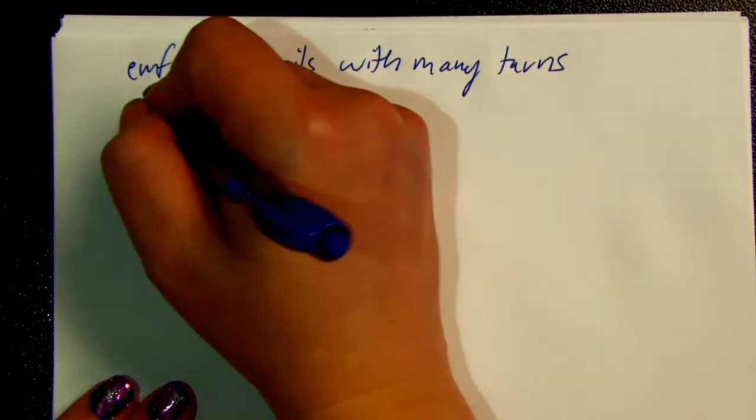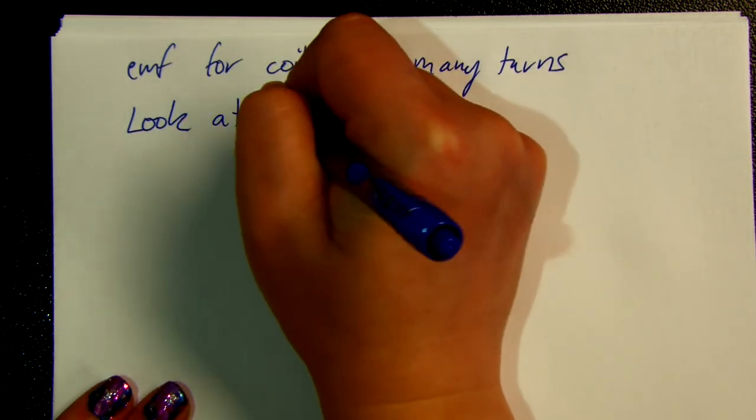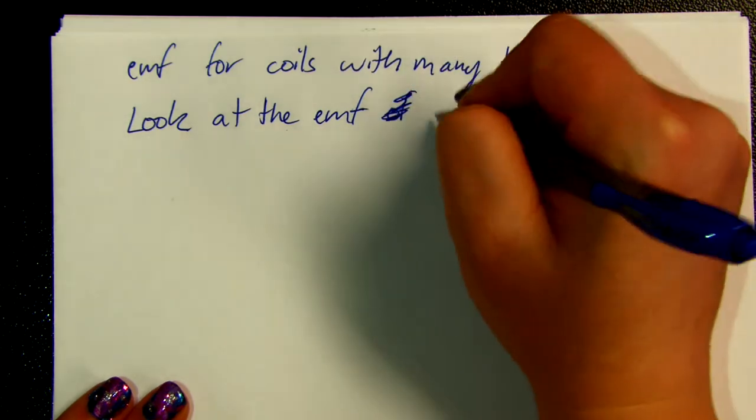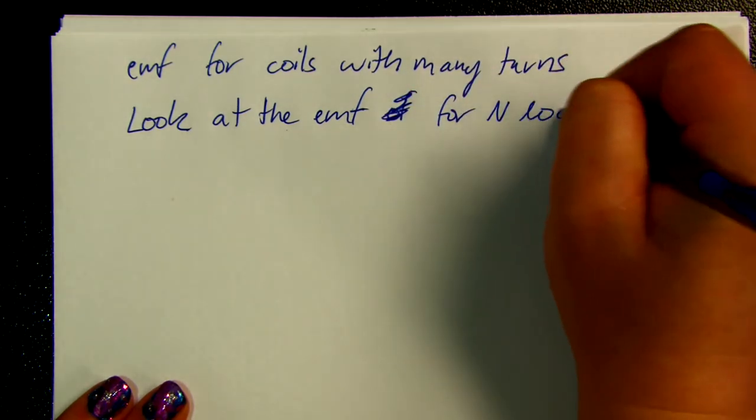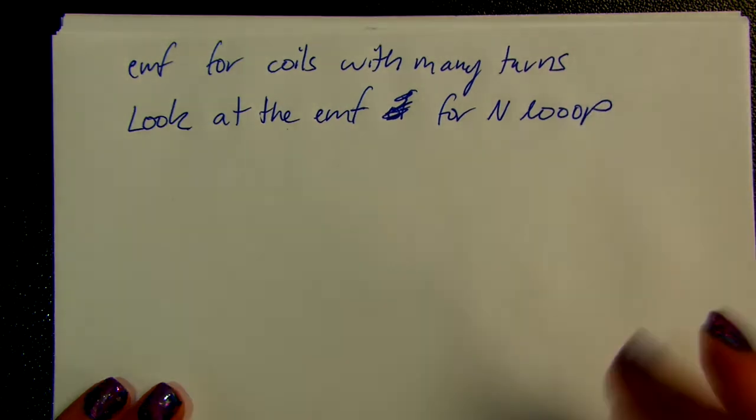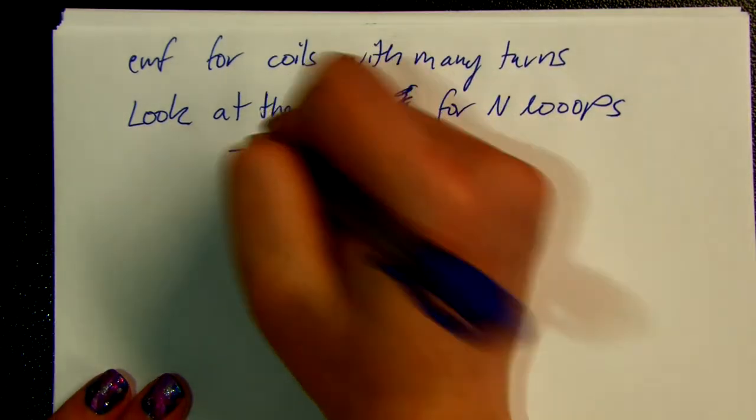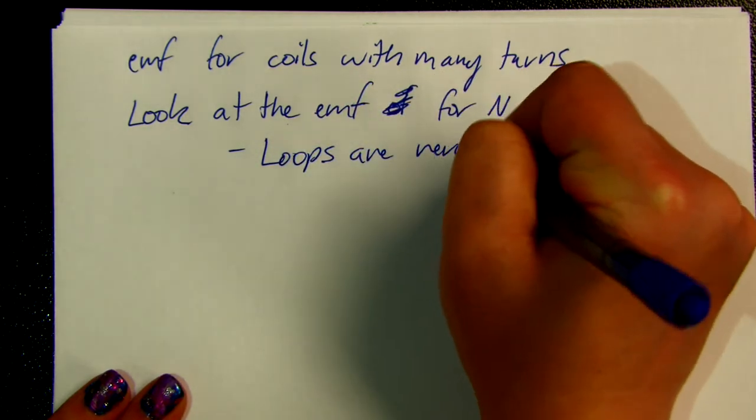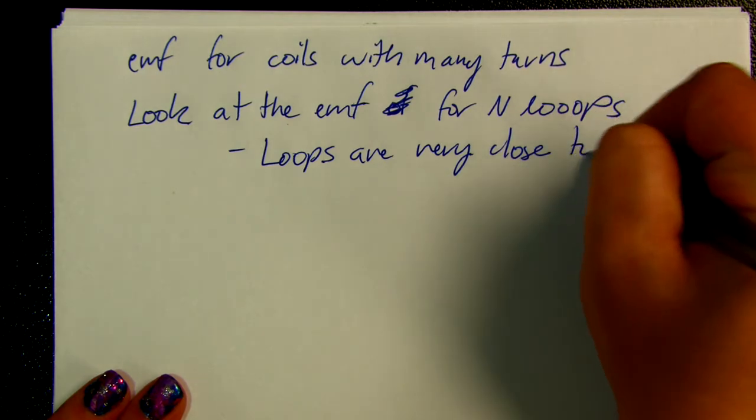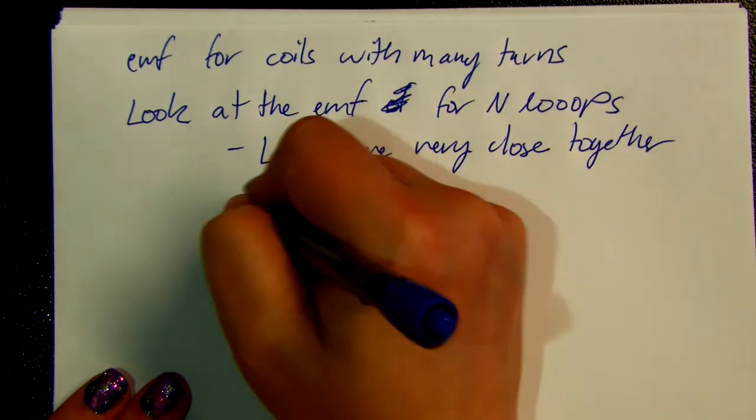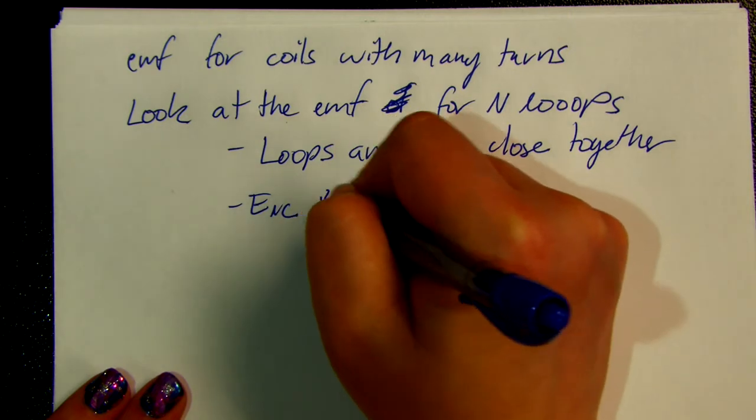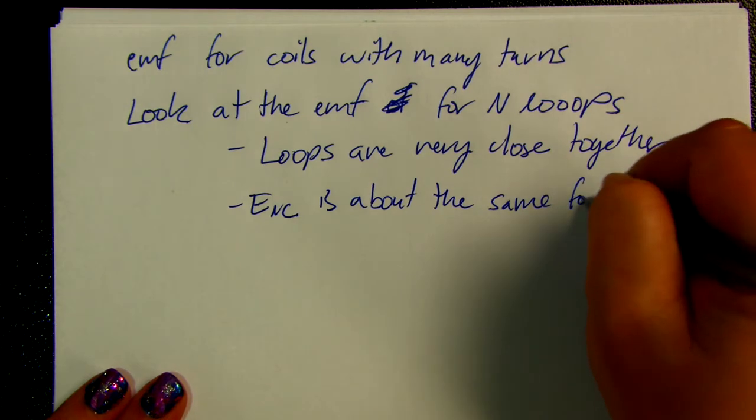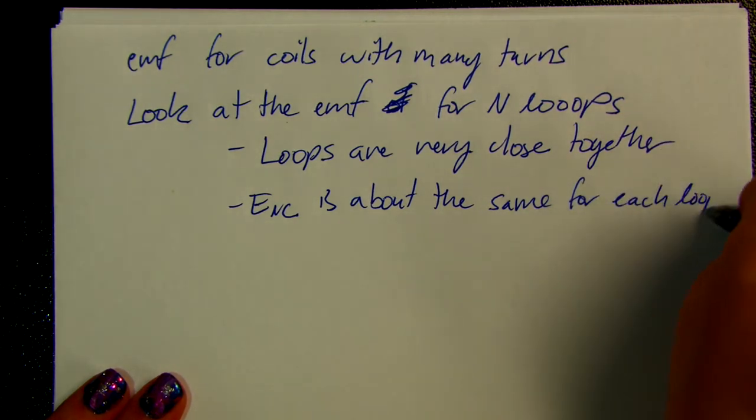So we're going to look at the EMF for N loops. This would be a coil where loops are very close together, and the non-Coulomb electric field is about the same for each loop.